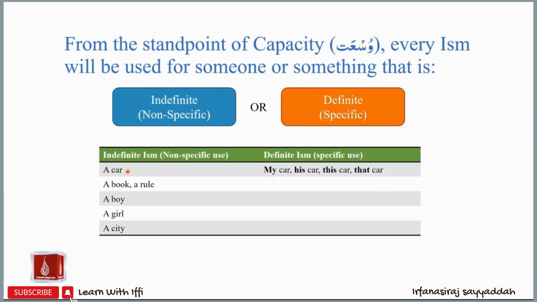Another example, a book or a rule. Here, we are talking about any book or any rule. We are not referring to any book or rule that is specific. The definite examples will be the book, meaning that we are talking about a specific book, or the rule.